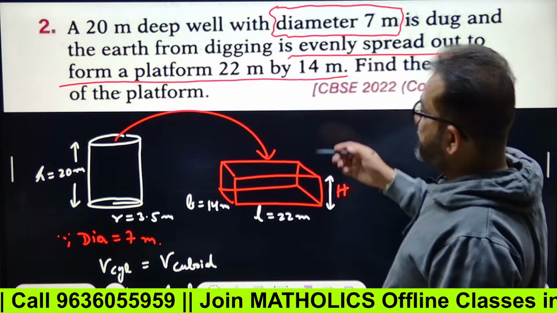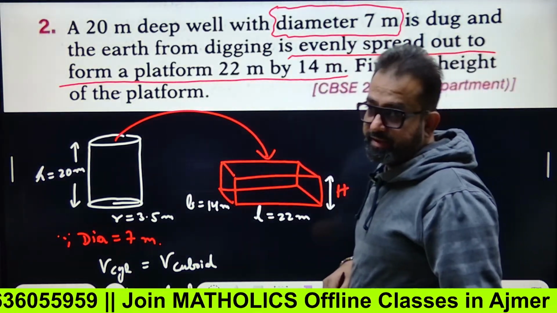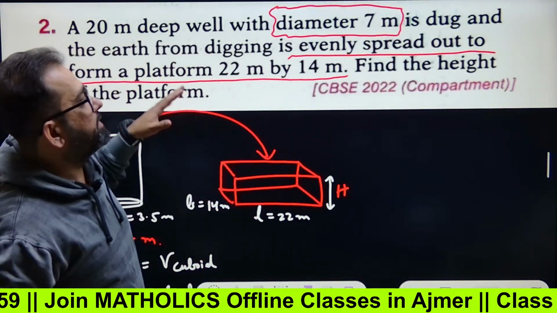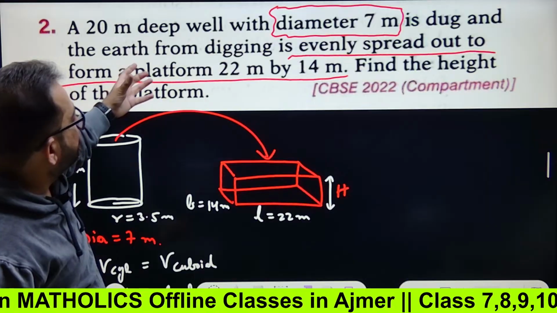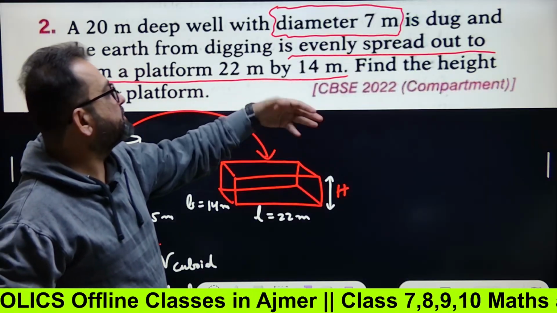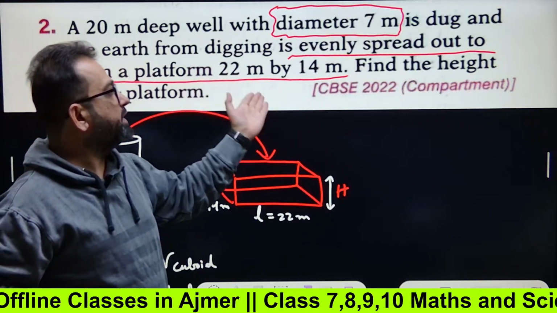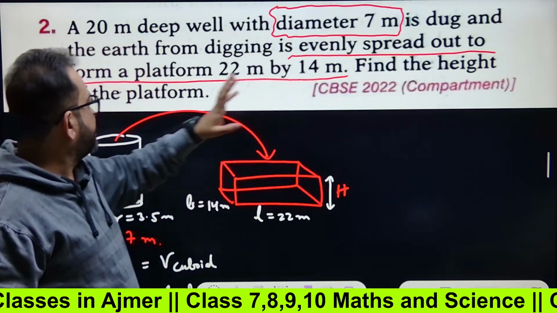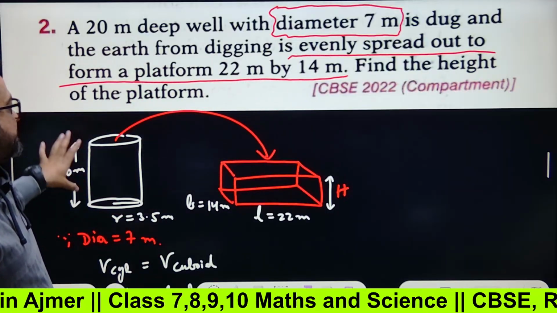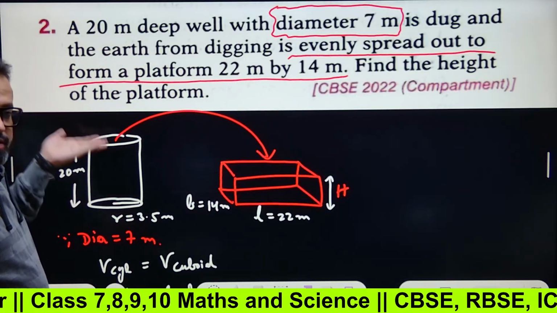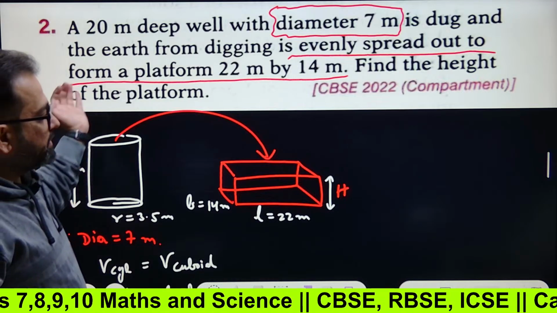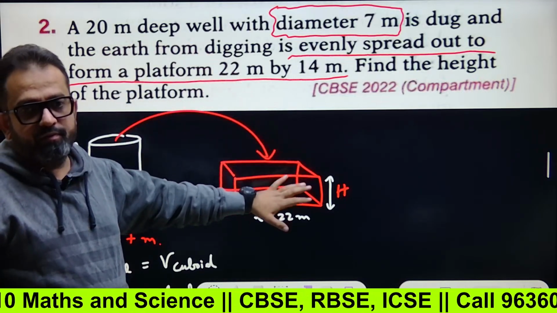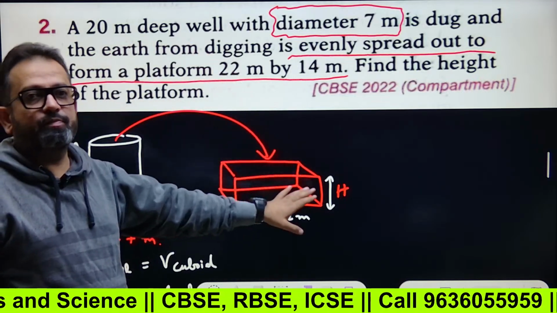Next question. A 20-meter deep well with a diameter of 7 meters is dug, and the earth from digging is evenly spread out to form a platform 22 meters by 14 meters. Find the height of the platform. That means this is the well. Earth taken out from this well is used to form a new platform.